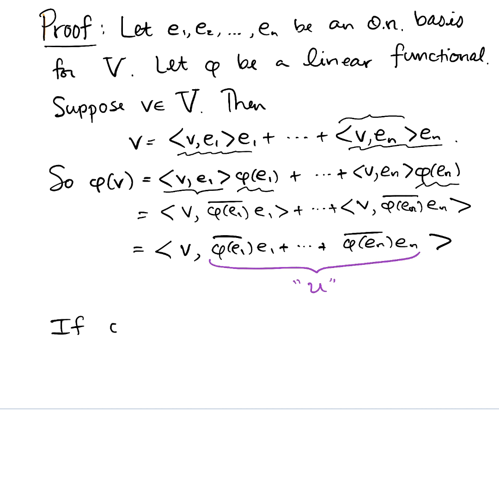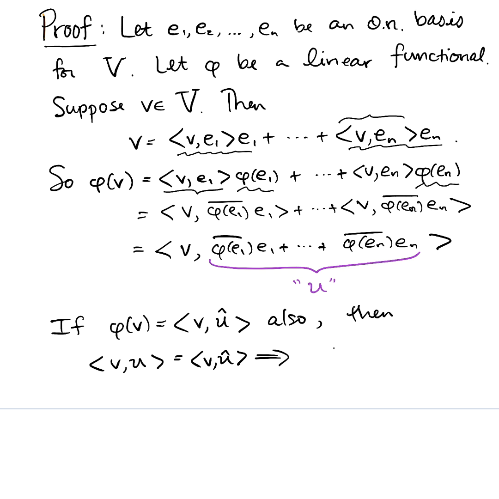If phi of V were to somehow be equal to inner product of V with some other vector U hat also, then we would know V with U, the one we just found in purple, would have to agree with V with U hat for all V, which would imply inner product of V against U minus U hat would be 0 for all little v's.